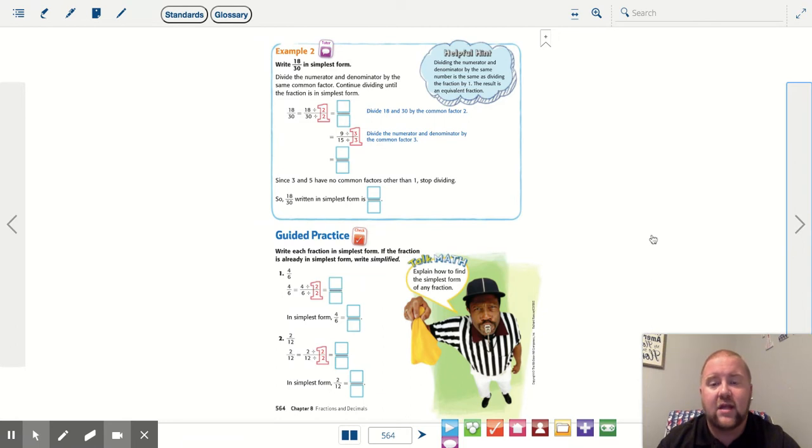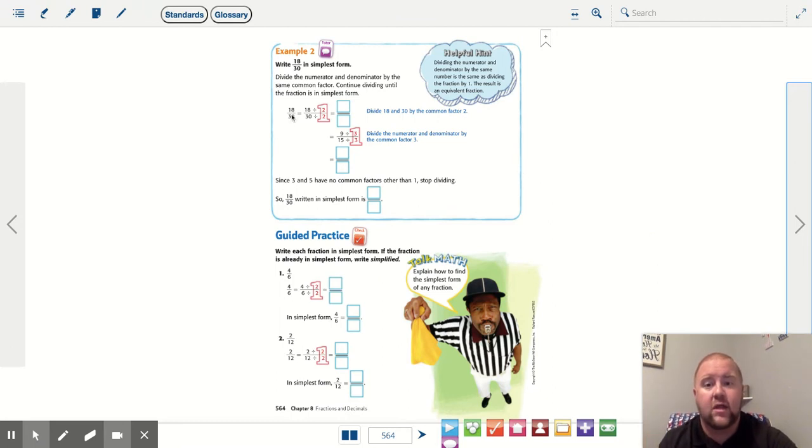So it says write 18/30ths in simplest form. So then it says divide the numerator and the denominator by the same common factor. Continue dividing until the fraction is in simplest form. So it doesn't always have to be the greatest common factor. The idea when you use the greatest common factor is it's quicker. You do it once and you're done and that's it. But like I said before, you can just divide on and on and on until you can't divide anymore.